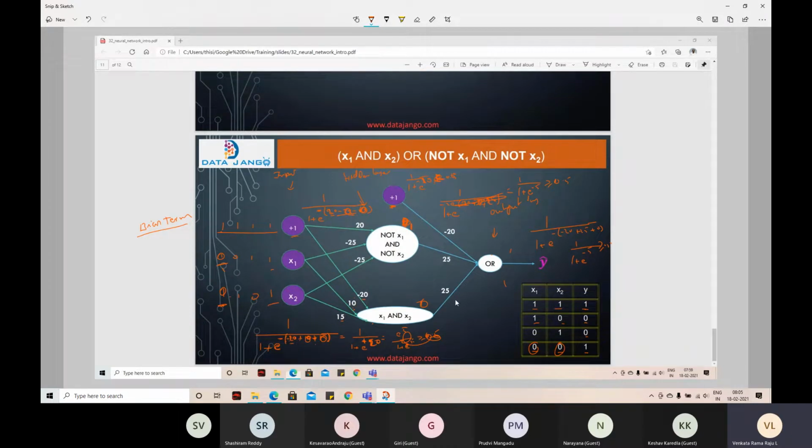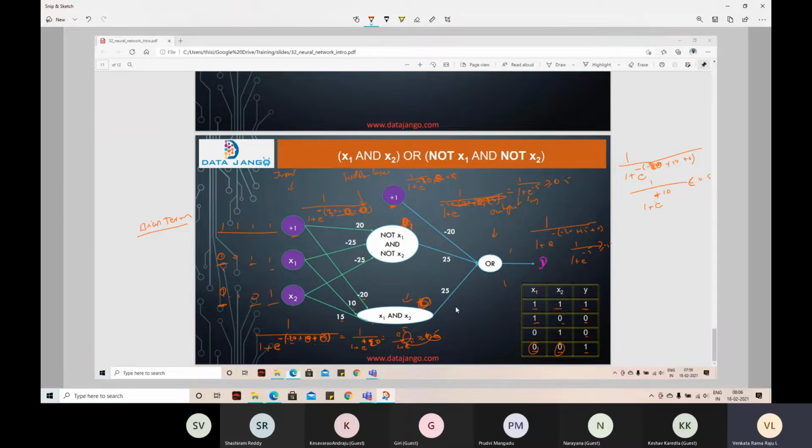If I pass 1, 0, I will get 0. Let me pass that also. I am passing 1, 0. Let me calculate for this node. 1 by 1 plus e power minus of 1 into minus 20, plus 1 into 10, plus 0. This is equal to 1 by 1 plus e power minus of minus 10, which is plus 10. That is less than 0.5, so this is 0.